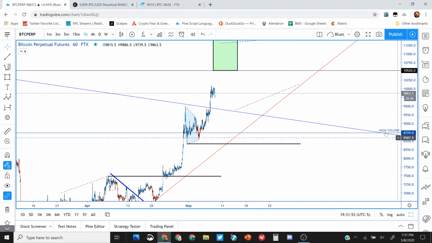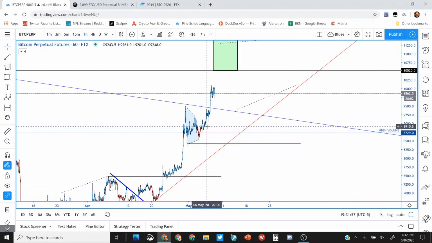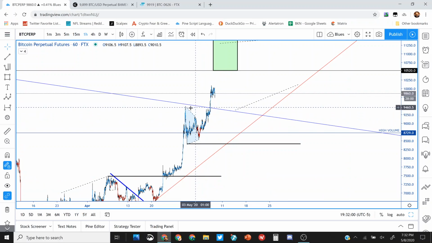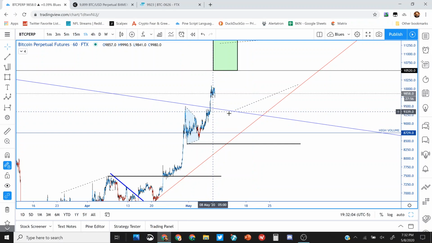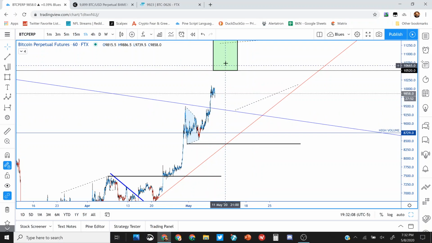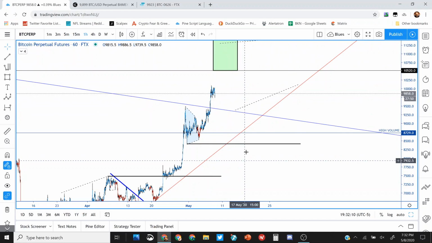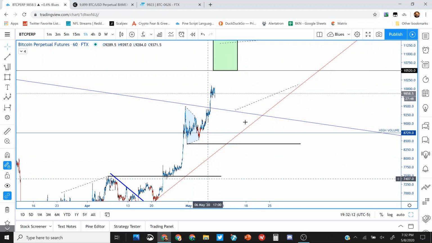But notice that it lines up with a high volume level as well. And this is where I had a resistance box before. Now we can add it back on because it's a support box. So if we move up one more time and correct down and hold these levels, then that's bullish for me for another move up.